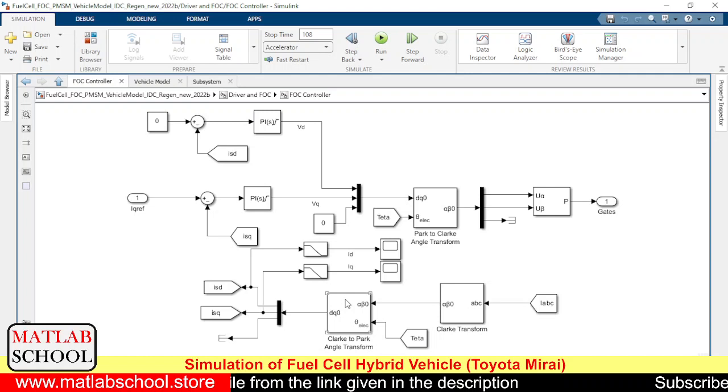Here we have again the inverse Park transformation. Here we are going with DQ to alpha beta transformation, and the alpha beta will be used to produce pulses for the 6 switches in the inverter. So here we are going for SVPWM generation.